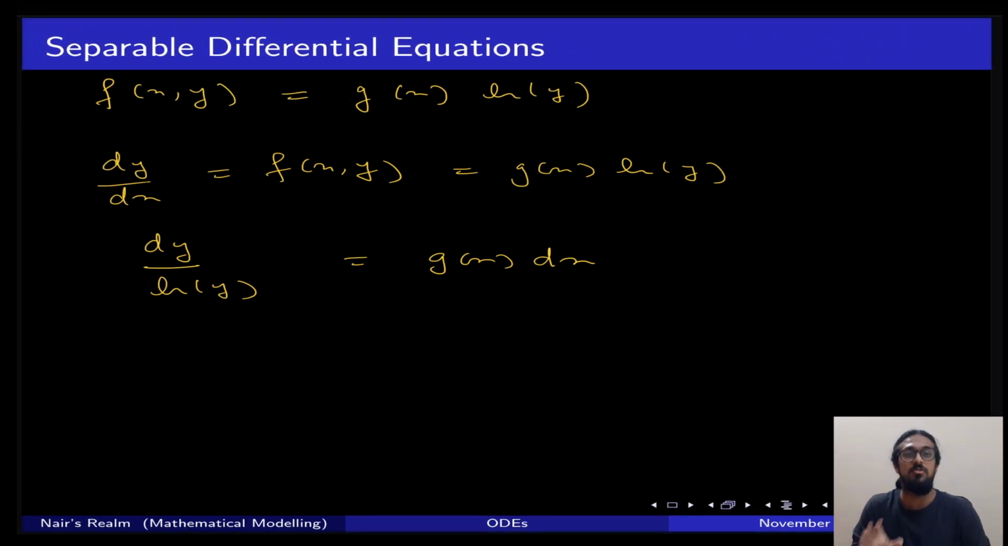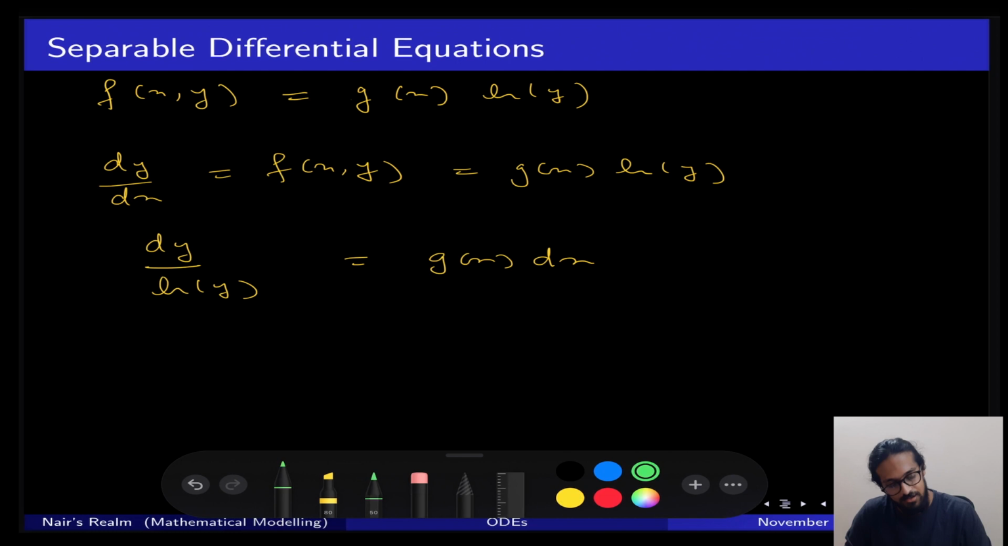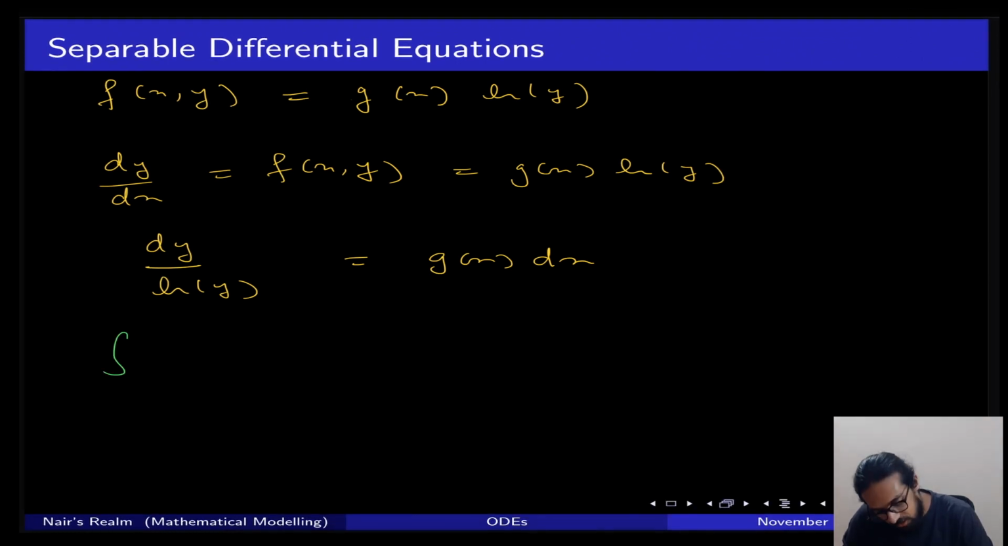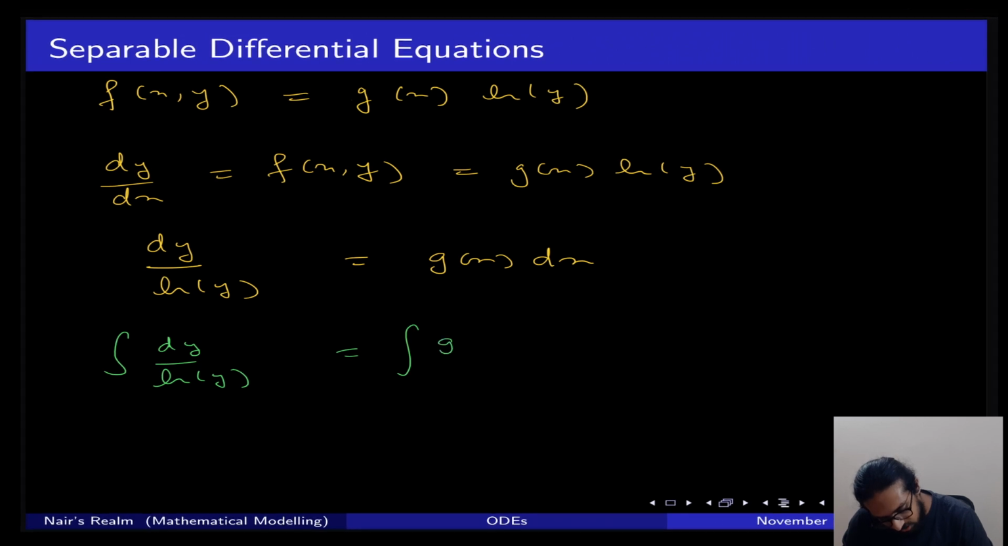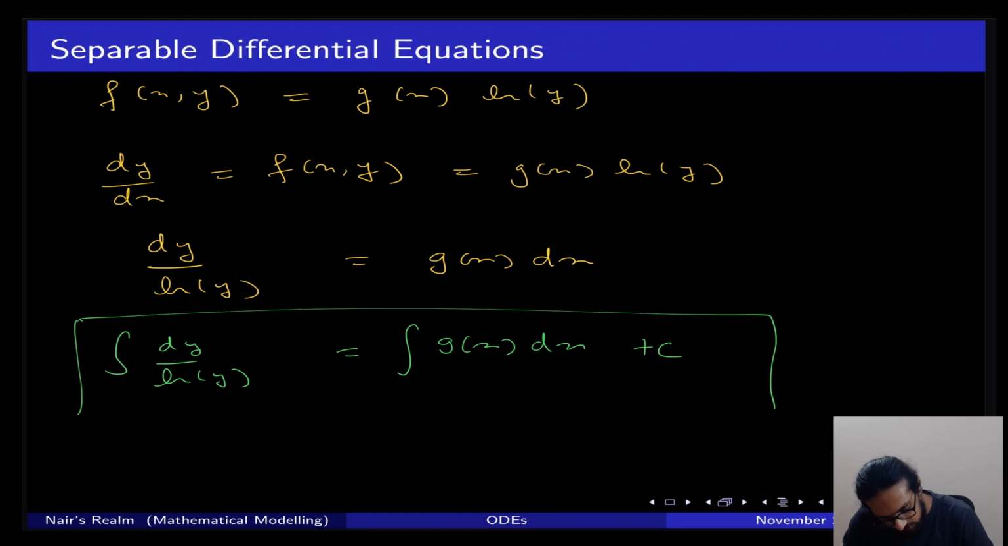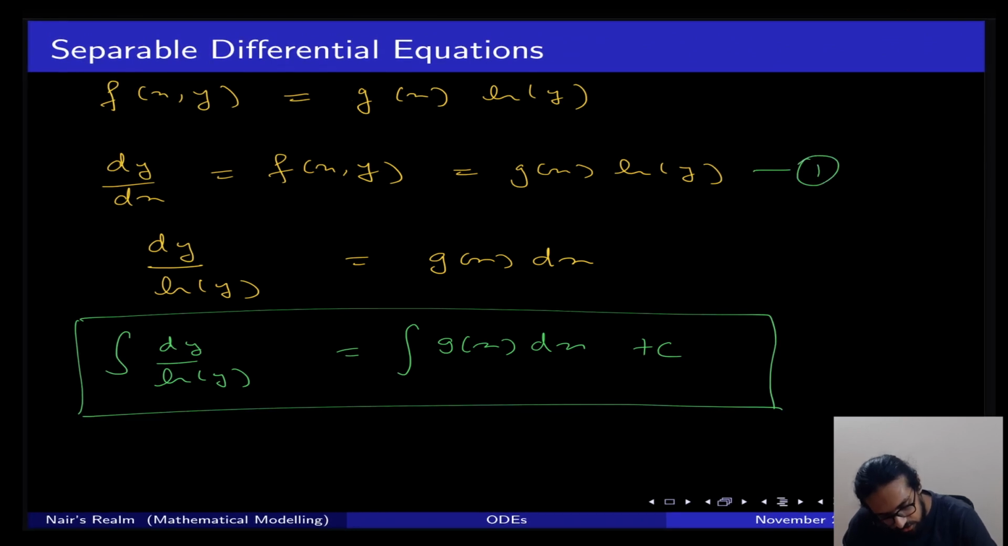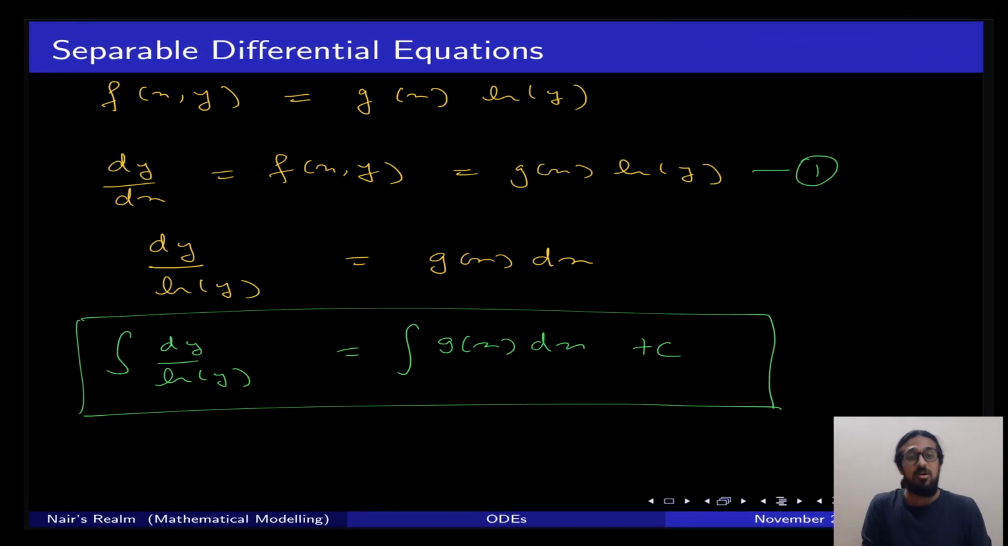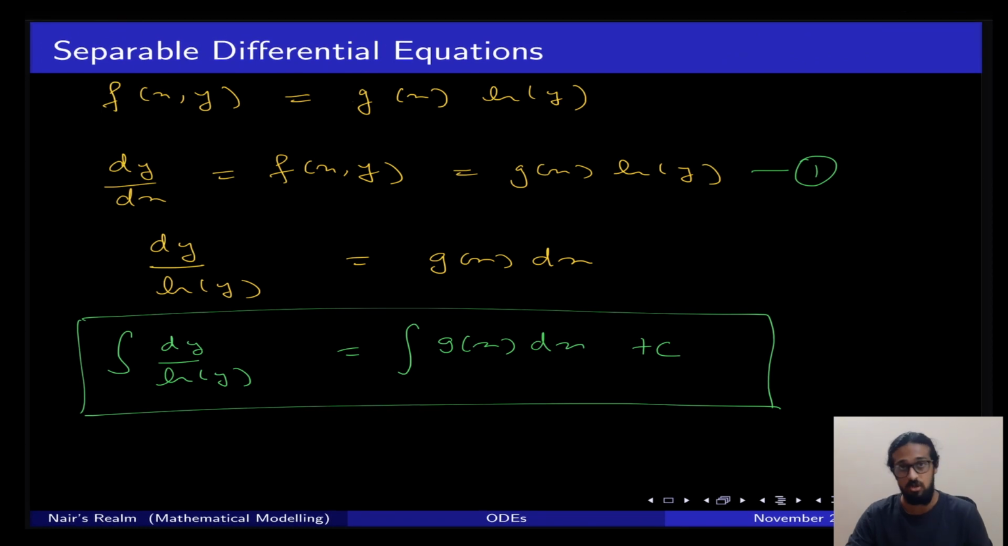In integration, we first separate the variables and then we integrate on both sides. This is exactly what we have here. So now if we integrate on both sides, we end up with the following solution to our differential equation. This is the solution of differential equation 1. So now you can see that if you have a variable separable function, it's very easy for us to solve the differential equation analytically.